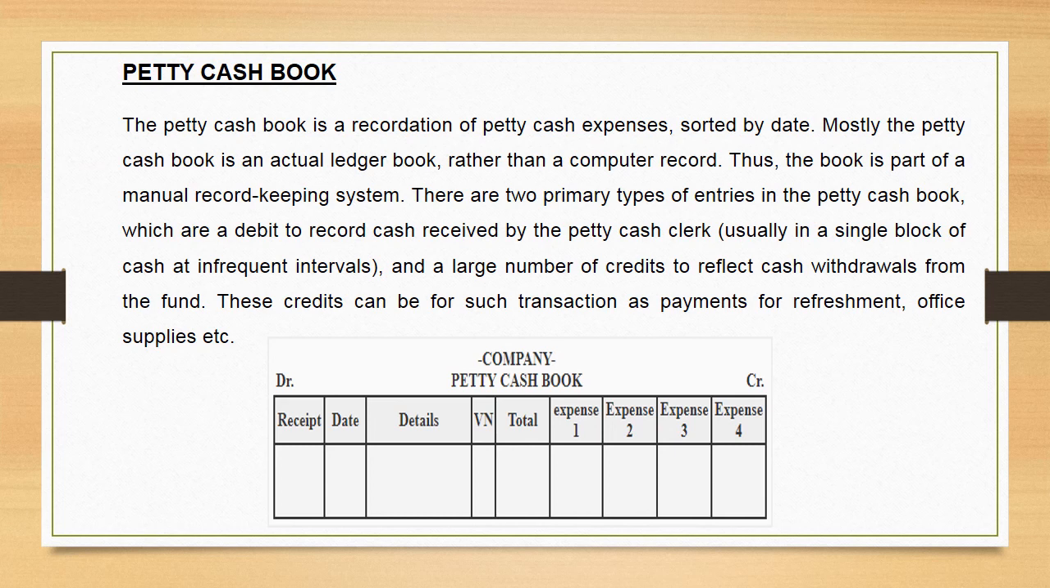You can see a sample of a petty cash book. You can see one side receipt, date, details. Then on the other side you can see the total expenses. 1, 2, 3, 4 columns are mentioned. You can increase them or decrease them. It depends on you. The expenses will be credited.